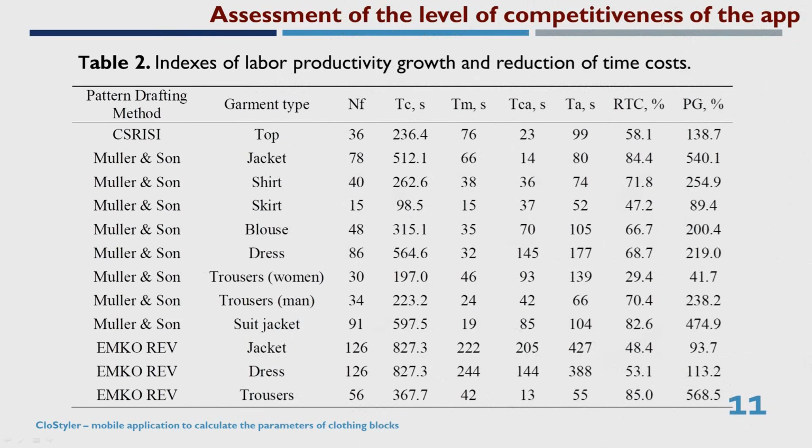In order to evaluate the impact of using the app during the lessons of apparel design, the indices of labor productivity growth and reduction of time costs were computed. Using the developed app to compute the parameters of the garment blocks allows achieving labor productivity growth of up to 568%. The average value of labor productivity growth is 247%. The reduction of time costs is about 29 to 85%.